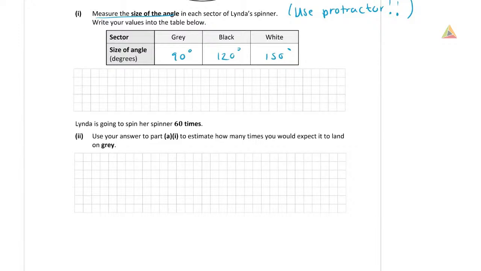Linda is going to spin her spinner 60 times. Use your answer for A part 1 to estimate how many times you would expect it to land on a grey. Well, the angle for grey is 90 out of a total of 360. Multiplied by the amount of times that she spins it, which is 60. You can put that directly into the calculator, so it's going to end up as a quarter. Multiply by 60. When you multiply a quarter by 60, it's 15 times. That's the answer for part 2, or A part 2.